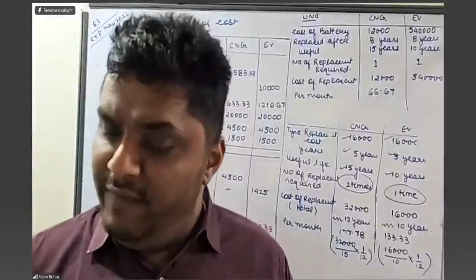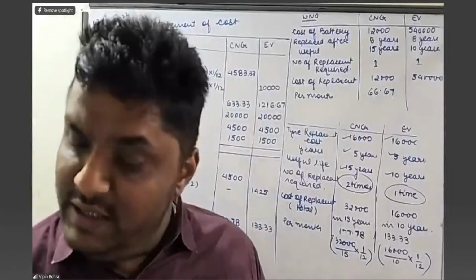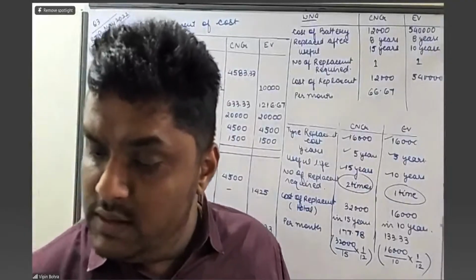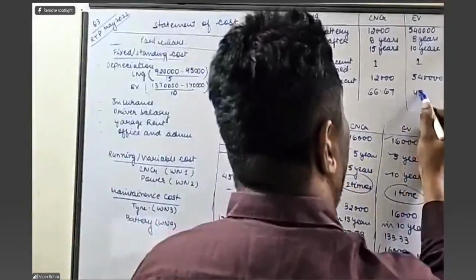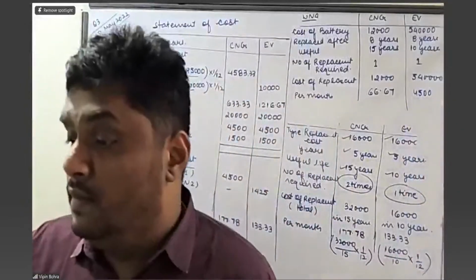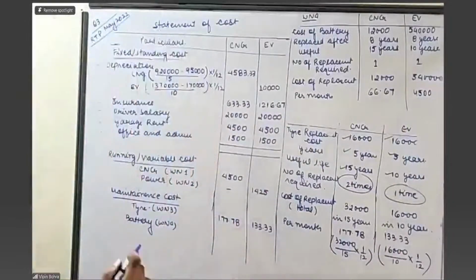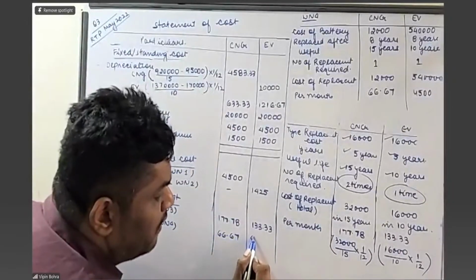Here also 5,40,000 is the cost divided by useful life. It is 10 years divided by 12 months. So it comes to 4,500. So we'll place the point 66.67.